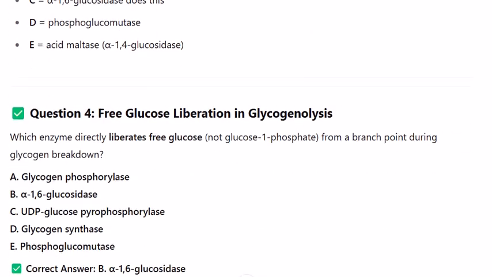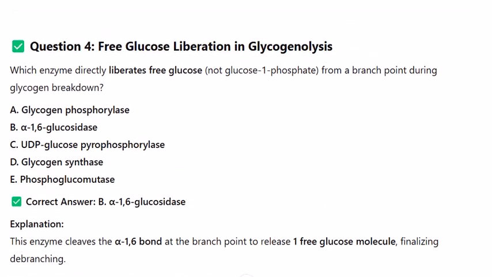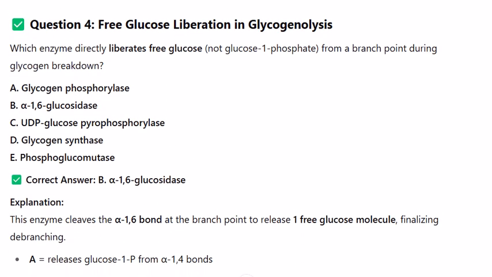Question 4. Free glucose liberation in glycogenolysis. Which enzyme directly liberates free glucose, not glucose 1-phosphate, from a branch point during glycogen breakdown? A. Glycogen phosphorylase. B. α-1,6-glucosidase. C. UDP-glucose pyrophosphorylase. D. Glycogen synthase. E. Phosphoglucomutase. Correct answer B. α-1,6-glucosidase. Explanation. This enzyme cleaves the α-1,6 bond at the branch point to release 1 free glucose molecule, finalizing debranching.